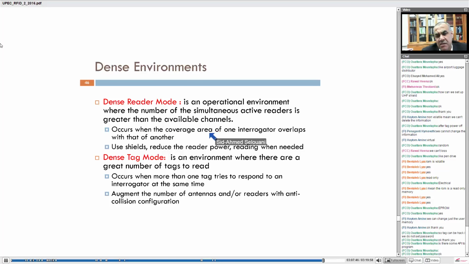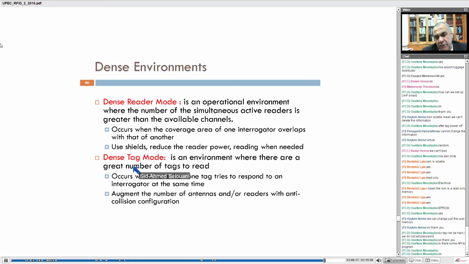Dense environment. There are two types of dense environment: difficult conditions, adverse conditions. It's not easy conditions for working. So we can have dense reader mode and dense tag mode. Dense reader mode means that in an operational environment there are many active readers, more than the available channels.